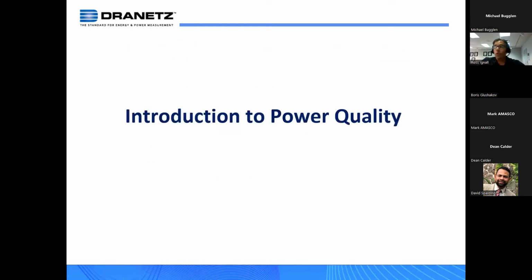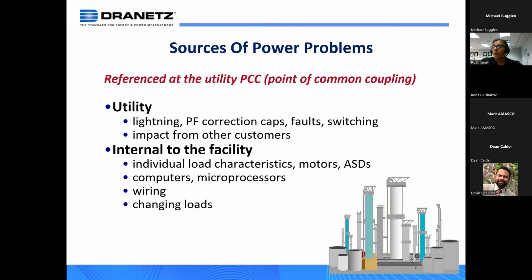So just as an introduction to power quality, we're going to talk about the general sources of power problems. In our example here, hypothetically, we're going to reference the point of common coupling, the PCC with utility. We always do that because that's a nice place to reference: upstream from that point, it's the utility's responsibility. Downstream from that point, it's internal to the facility, so it's the owner of the facility's responsibility to deal with and mitigate those issues.